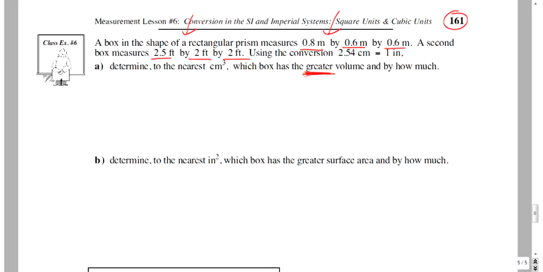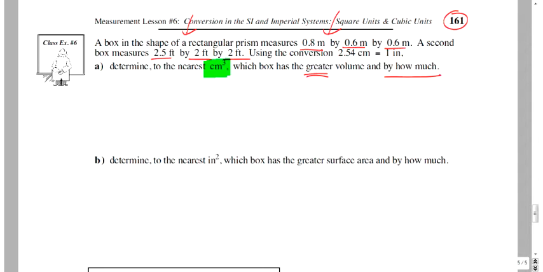Now, I want to know which one's greater. Now, you can't just go, I don't know, let's pick that one. You got a 50-50 chance. This is grade 10. You're not going to get any marks for that. By how much? Okay? Which means you have to find the difference between the two. Now, where do we want to convert? What do I want to convert this in to compare them? Be careful. Read the question. Because they want the difference in cubic centimeters. So that's what you want to convert them in.